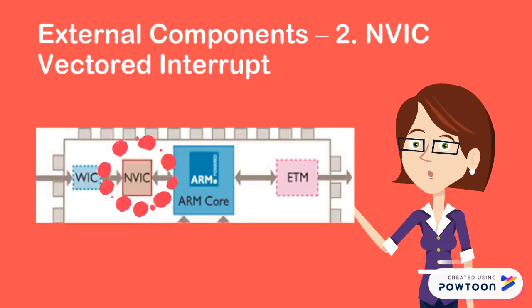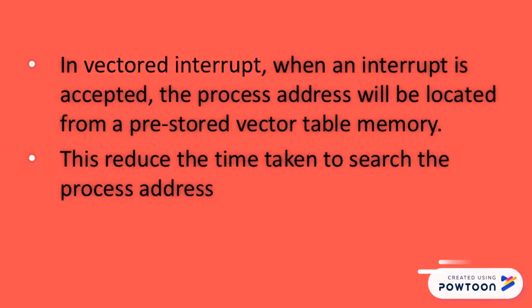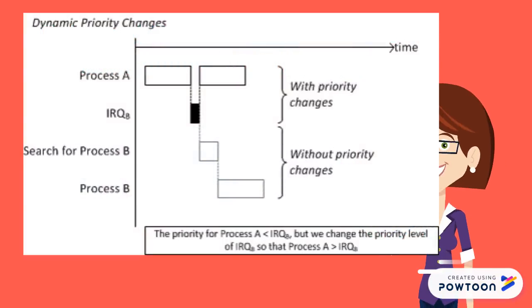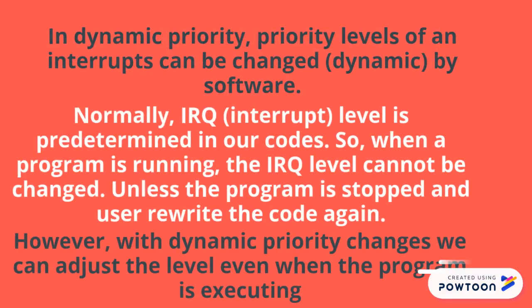In vectored interrupt, when an interrupt is accepted, the process address will be located from a pre-stored vector table in memory. This reduces the time taken to search for the process address. In dynamic priority changes, the priority levels of interrupts can be changed dynamically by software. Normally, the IRQ interrupt level is predetermined in our code. However, with dynamic priority changes we can adjust the level even while the program is executing.